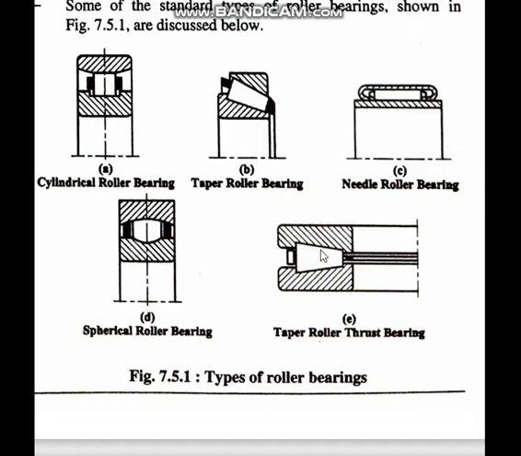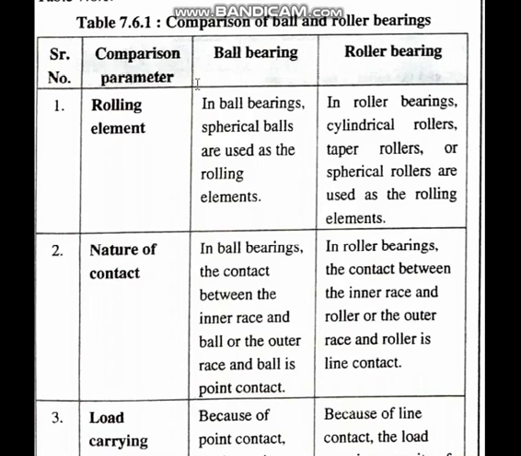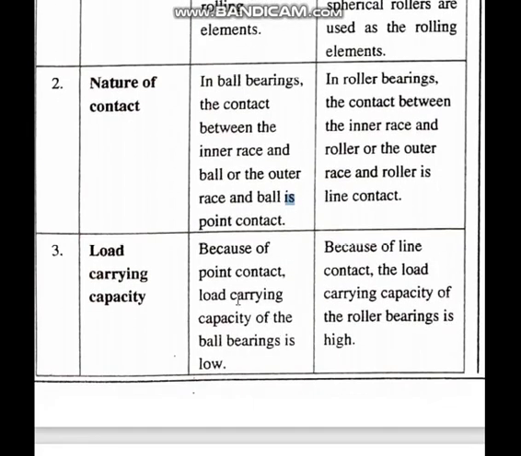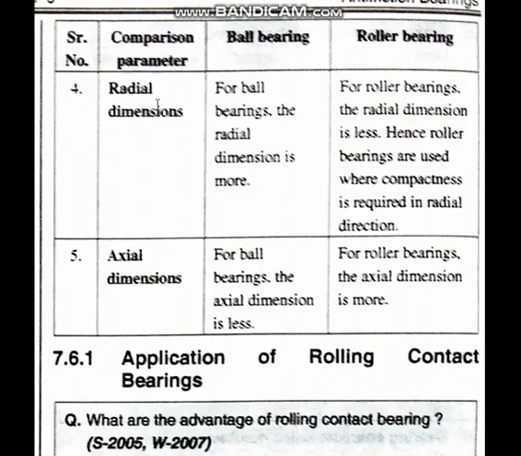This will bear radial load also and thrust load also. Now let us see the comparison of ball and roller bearings. You see, rolling elements, here balls are used, here rollers are used. Nature of contact: in this case point contact is there, in this case line contact is there. Load carrying capacity: here the load carrying capacity is less because it is point contact, here the load carrying capacity is more because of the line contact. And if you talk about the radial dimensions, radial dimension means how far it extends from the center.